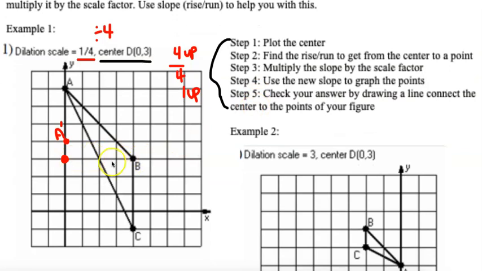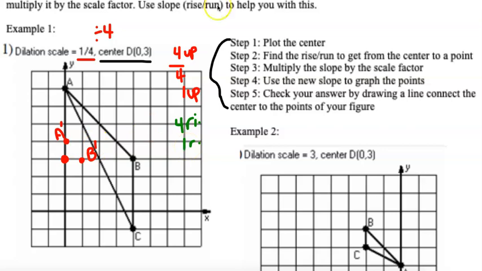Same thing for B. B is in a nice horizontal line, so B was 1, 2, 3, 4 to the right from our center. So a fourth of 4 again is 1, so I'm just going to go 1 to the right. So I'm going to start at my center always, and then I'm going to go 1 to the right in the same direction. And that is my B prime.